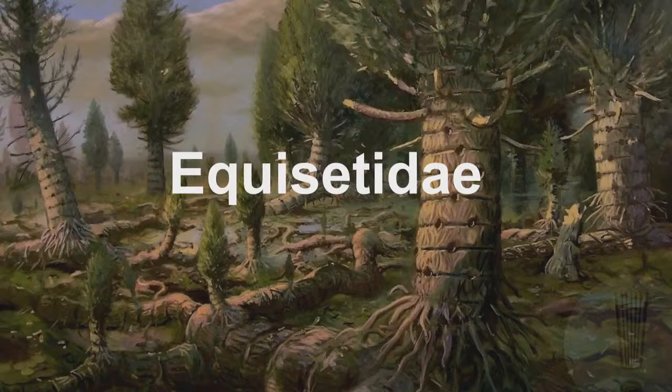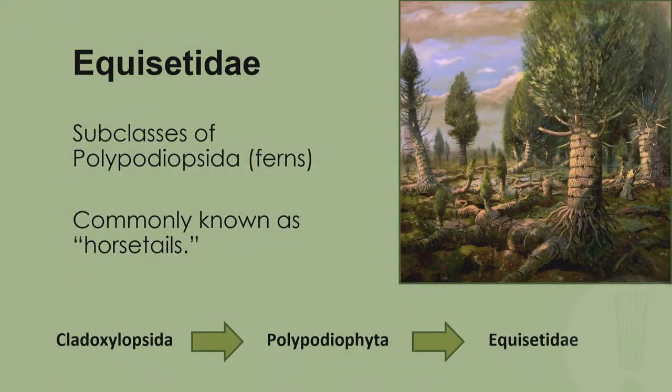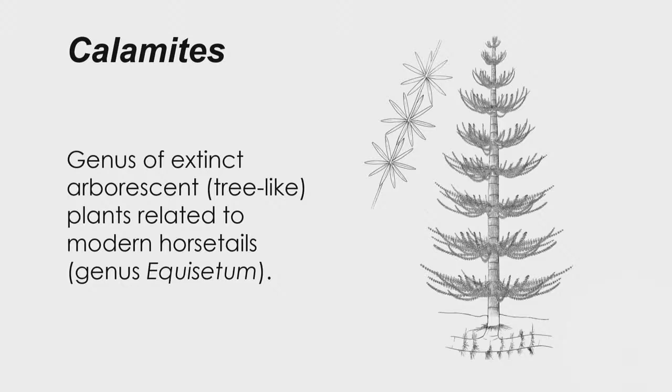All right, so this is an interesting group of plants, the Equisetidae, and we'll see some modern forms related here pretty soon. Commonly known as horsetails. If anyone's familiar with scouring rush, that's a modern day version of this. But these Cladoxylopsida evolved into the Polypodiophyta, which evolved into Equisetidae. Calamites is an example of one of these. This is a genus of arborescent or tree-like plants related to modern-day horsetails. Here's a specimen from the Ozarks, which was gifted to me by a good friend, Nate Weston.